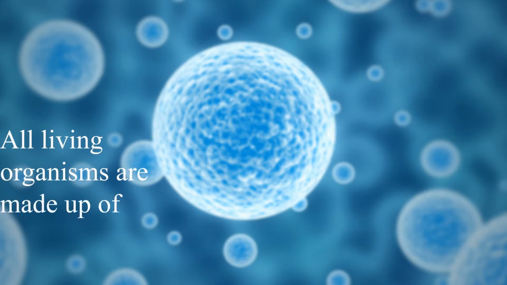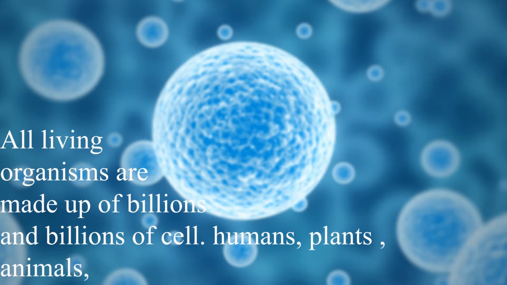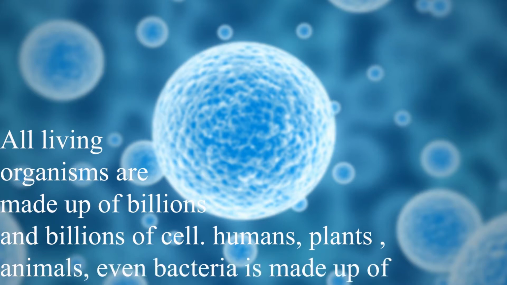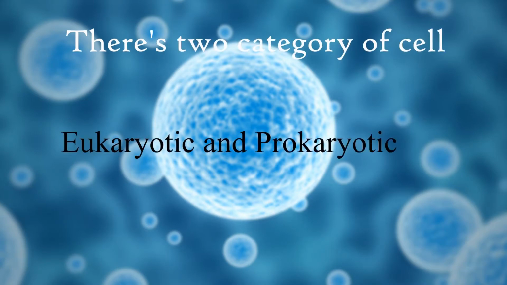All living organisms are made up of billions and billions of cells. Humans, plants, animals, even bacteria are made up of cells. There are two categories of cell, the eukaryotic and prokaryotic cell.